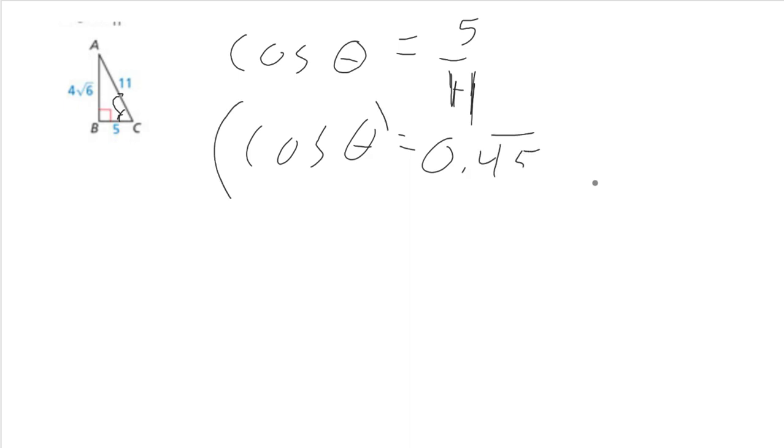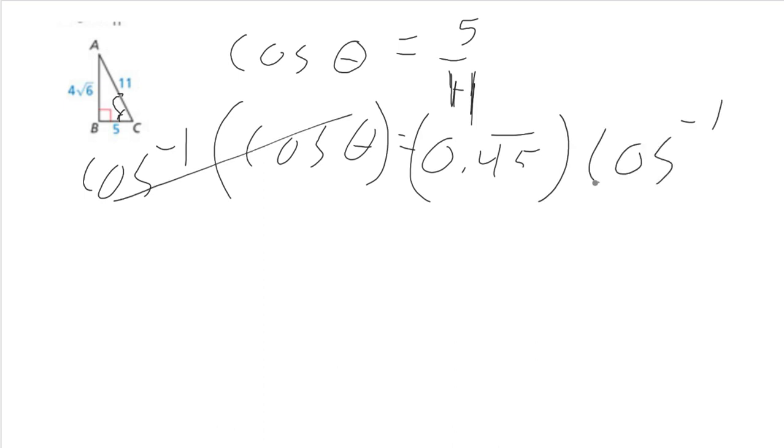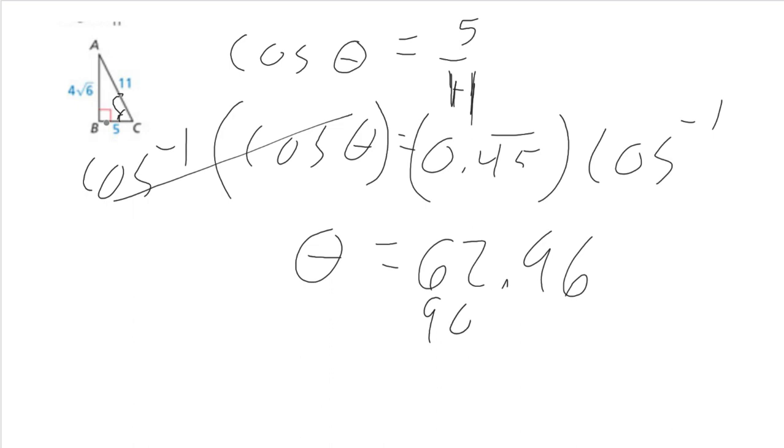Now, if I multiply this whole thing by the inverse of cosine, or ArcCosine, what I do to one side, I must do to the other. ArcCosine of cosine and cosine cancel, and I'm left with theta, or just the missing angle. And then ArcCosine is normally a shift button on your calculator. Shift cosine of 0.45 repeating. And I got 62.96.